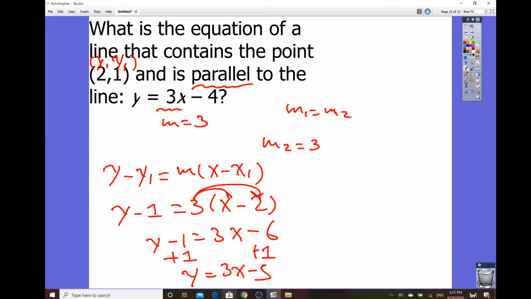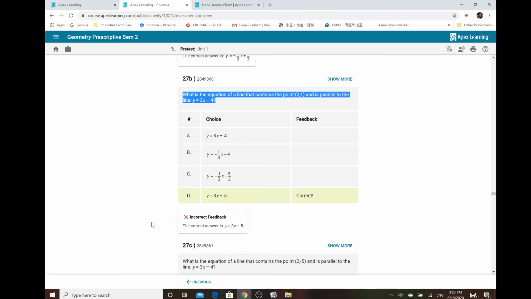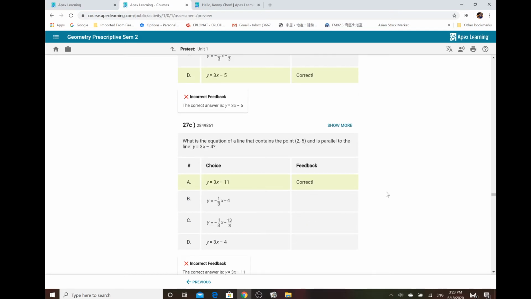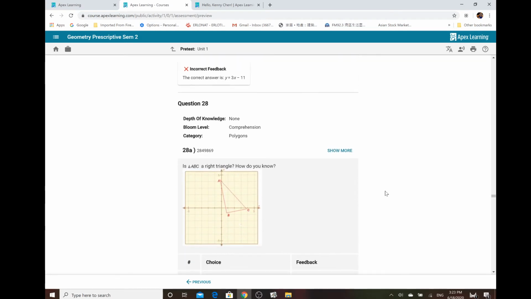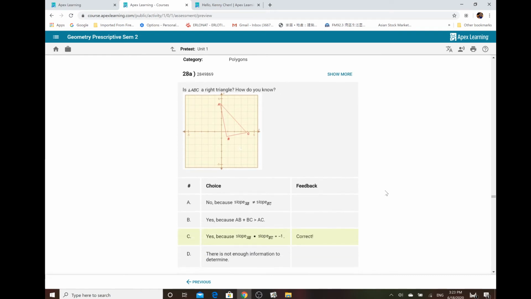Okay, going back to the selections. So let's see what we have. That's right. So it's the answer D. So 27, it's quite similar. Again, two lines are parallel, so we do use the exact same slope.